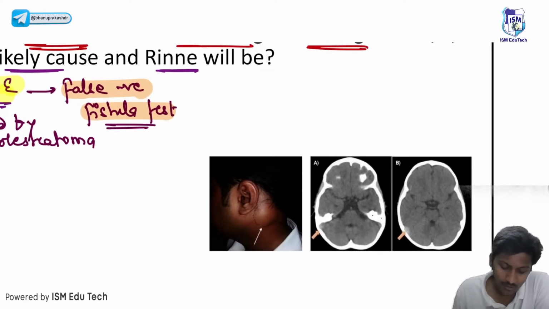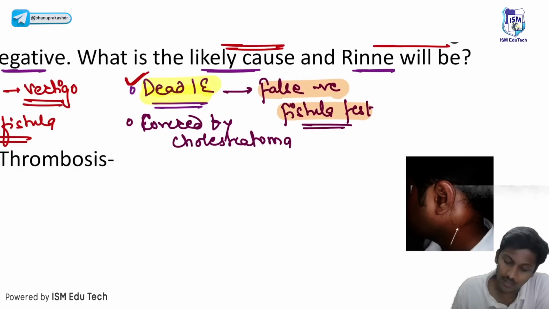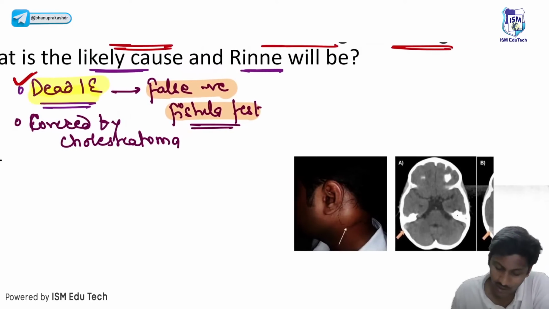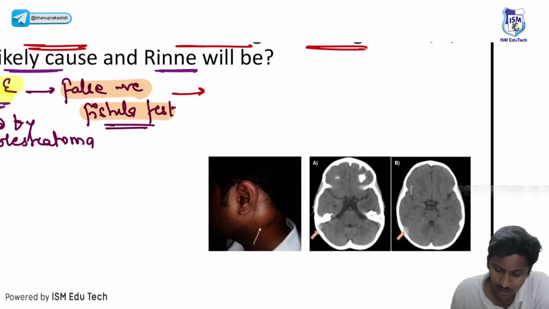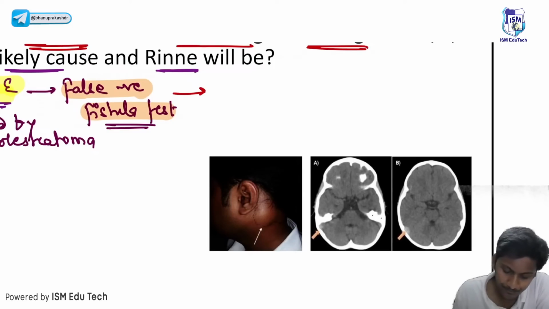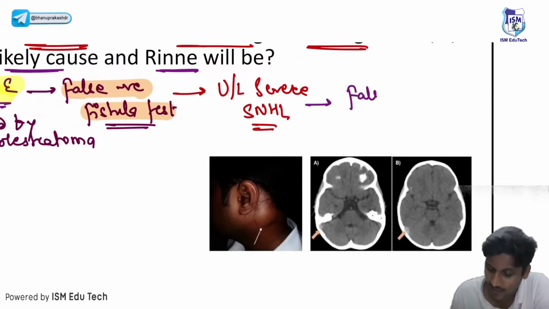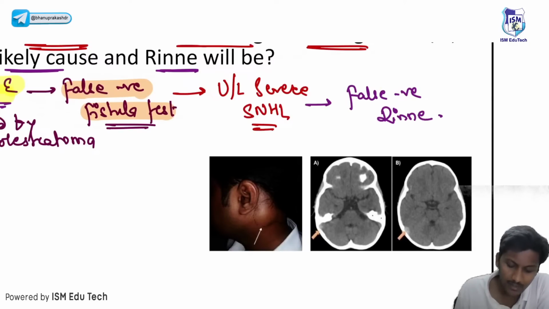So the likely cause is usually a dead inner ear in this patient. That's the problem. And what will be the Rinne in this patient? If a patient has a dead inner ear, the patient will have a unilateral severe sensorineural hearing loss. If a patient has a unilateral severe sensorineural hearing loss, the Rinne will be false negative. Okay, that is important to be remembered.